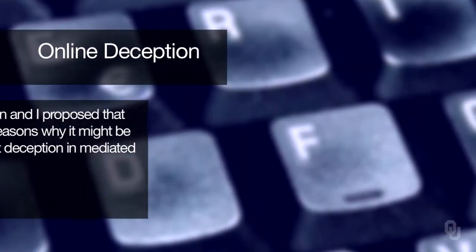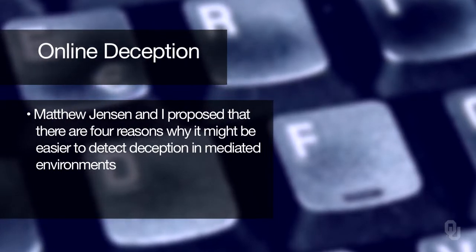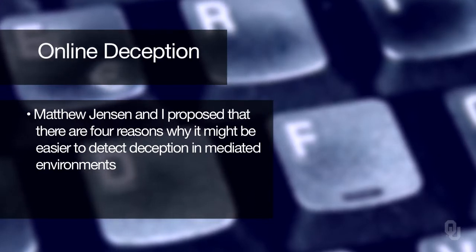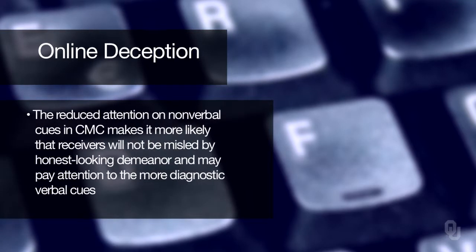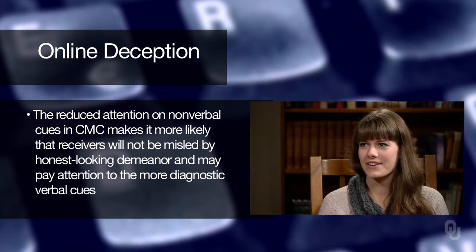So how do we detect online deception? In our chapter on digital deception in the book Computer-Mediated Communication in Personal Relationships, Matthew Jensen and I propose there might be 4 reasons why it's easier to detect deception in mediated environments than face-to-face. First, the reduced attention on nonverbal cues in CMC makes it more likely that receivers will not be misled by honest-looking demeanor and may pay attention to the more diagnostic verbal cues.